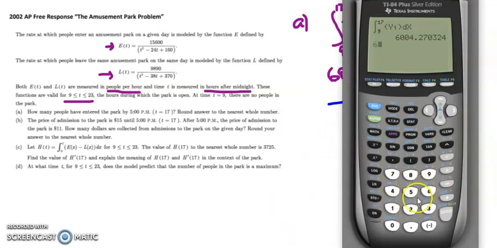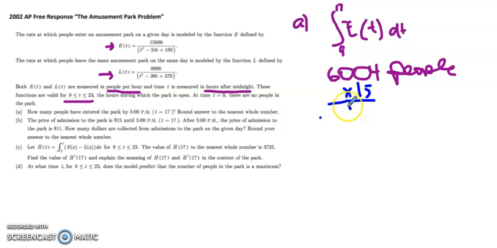So I'm going to do 6,004 times 15. This is probably the one exception to rounding off in the middle of a calculation. It is okay to round off during this calculation because you have whole numbers of people. You don't have partial people. So this is $90,060 for the people that came between 9 and 5.